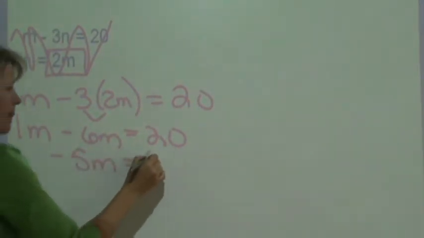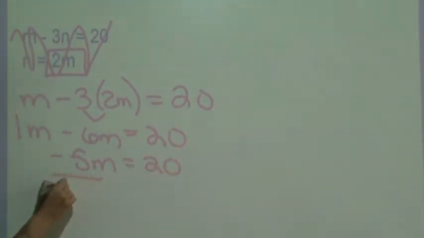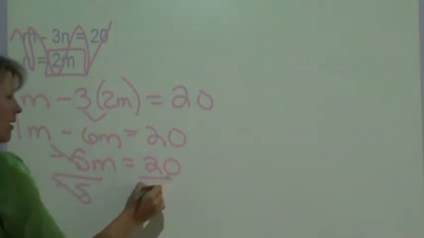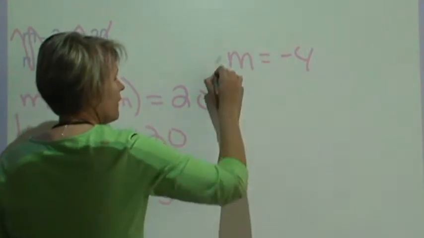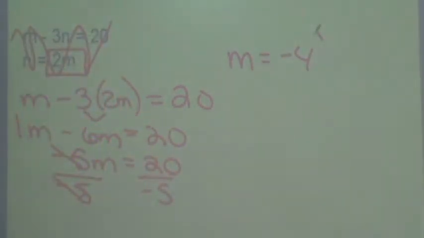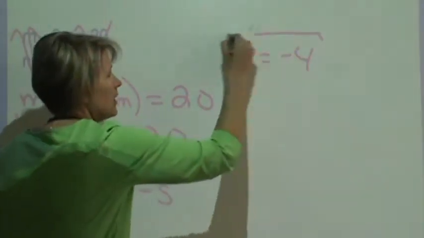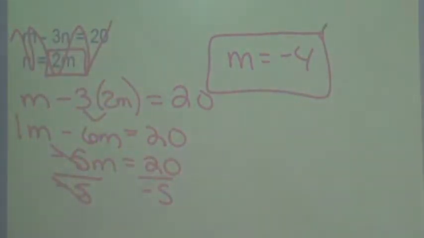Then I'm going to solve, keep going until I get m by itself. So in this case, m equals negative 4. I don't know what's up with my pen today, but all right, so m equals negative 4.